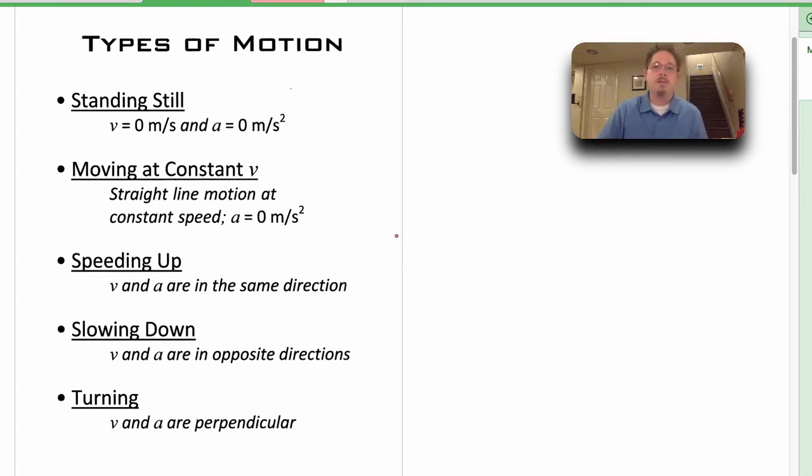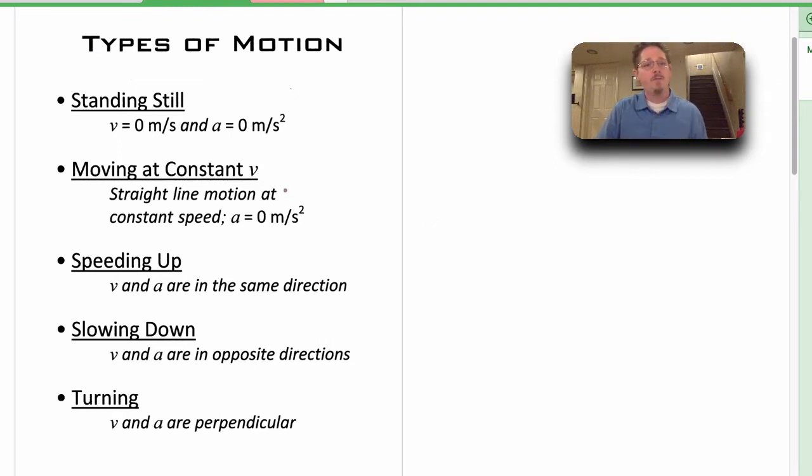Welcome to our lesson on motion graphs. We are going to talk about how our types of motion appear on displacement versus time graphs, velocity versus time graphs, and acceleration versus time graphs.